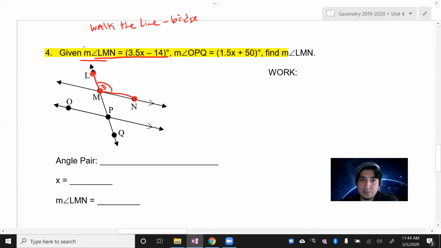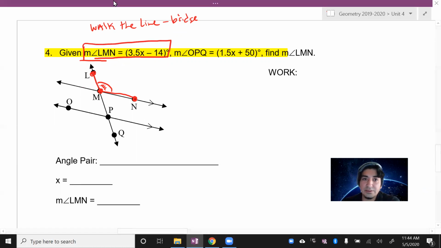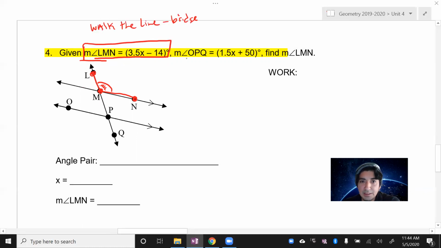Okay, focus. Next one, the measurement of angle OPQ. I'm going to go ahead and just box it. So OPQ. I'm starting at O right here. Walk the line. Go to P. Walk to Q. There you go, and then build your bridge right there.